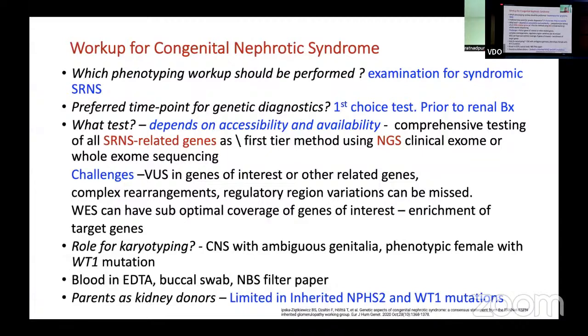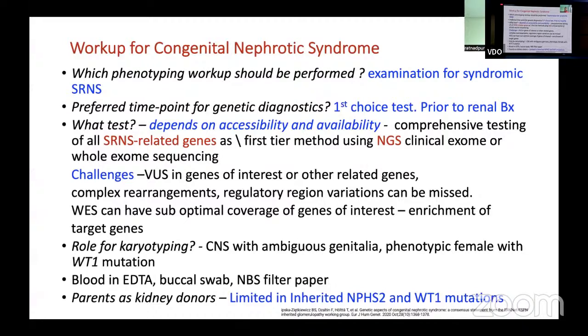You would need to do additional workup for those variations that are identified on the NGS. Or if there are no variations identified on the NGS and you're very, very confident about your phenotype, you need to go back and relook at the data to see if something has been missed in the reporting. So what test do we do? It depends upon the accessibility and availability. And if we talk about India, these tests are accessible and they are available to us.